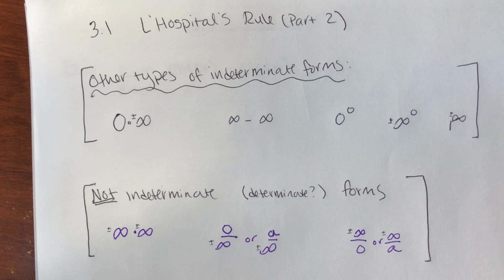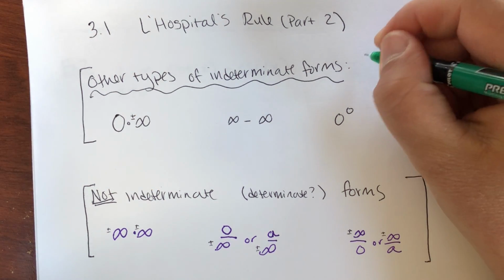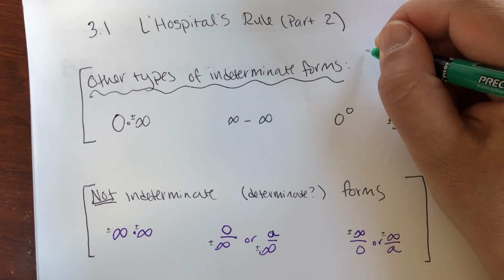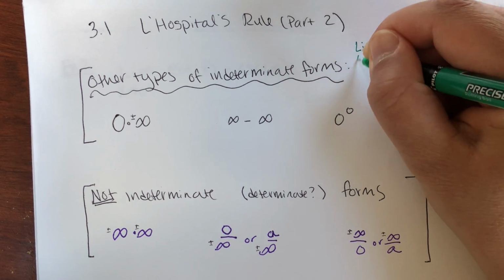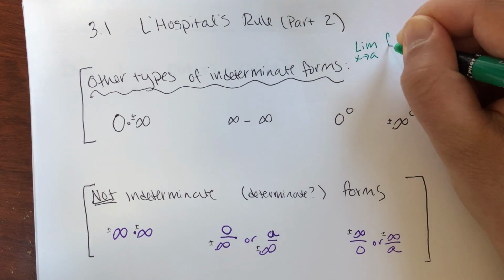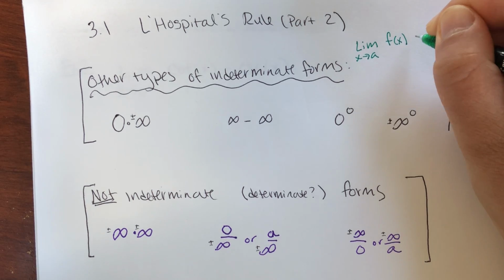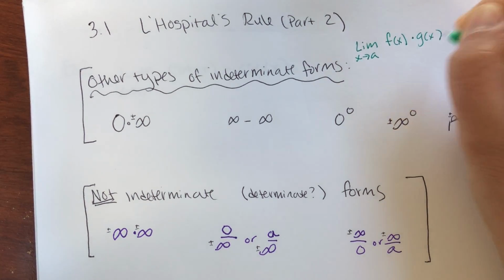So now we want to talk about how we can use L'Hopital's rule to compute different limits when you have an indeterminate form that's not necessarily of the type 0 over 0 or infinity over infinity. There are lots of other different types of indeterminate forms. So let's say you're taking the limit as x goes to a particular value of f of x times g of x, right?